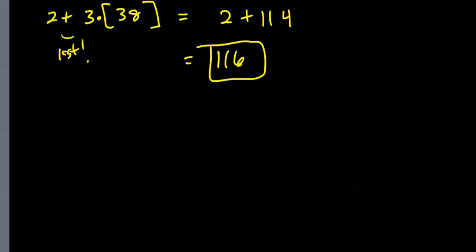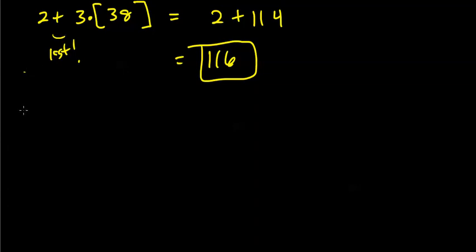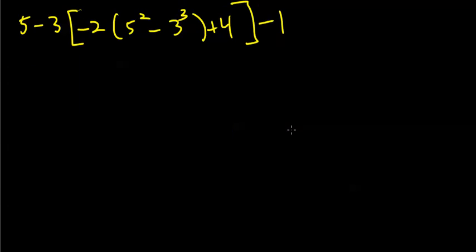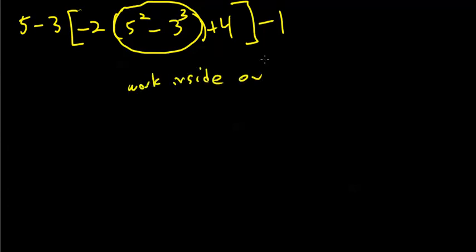All right, let's try another one a little bit harder. 5 minus 3 times minus 2 times 5 squared minus 3 cubed plus 4 minus 1. A lot going on here in this problem. Again, I'll zoom in on my innermost set of parentheses and work from the inside out. Make a note of that: work inside out when doing these nested parentheses simplifications.